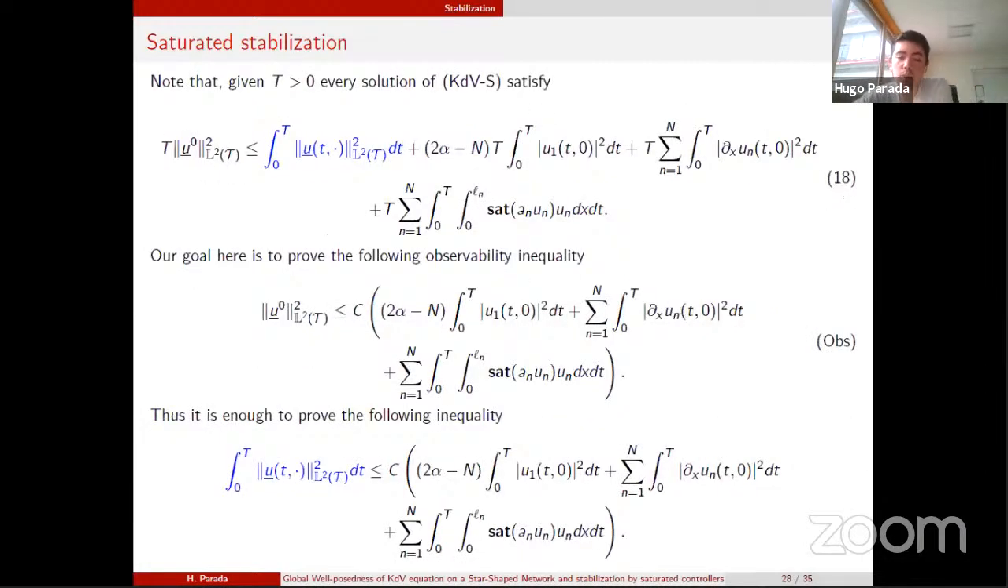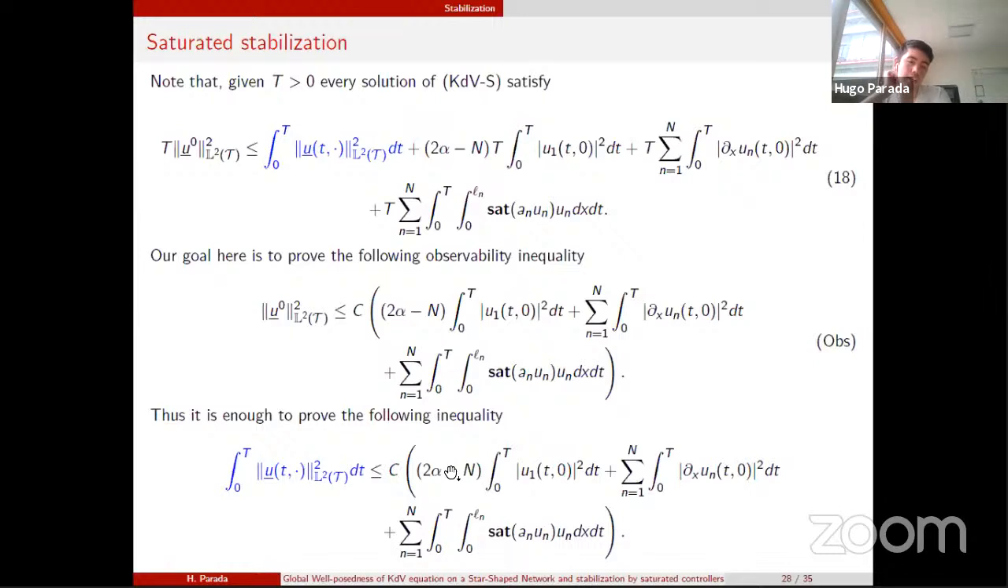As we said, the idea is to prove the observability inequality. For that, you can see the following. Making some integration by parts in this equation, we can derive the following estimate. And we want to prove this observability inequality. If you see the difference between 18 and this one, you can see that this is the bad term, because this three is equal to this three. So it's enough to estimate this bad term by the other ones, which is given by this. So it's enough to prove the observability inequality by proving the following inequality.